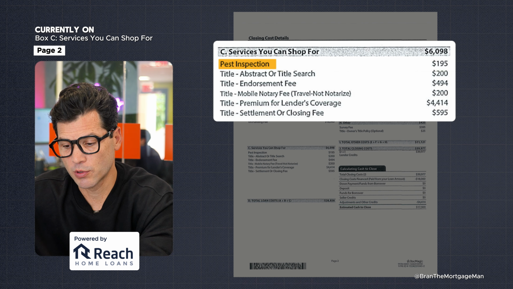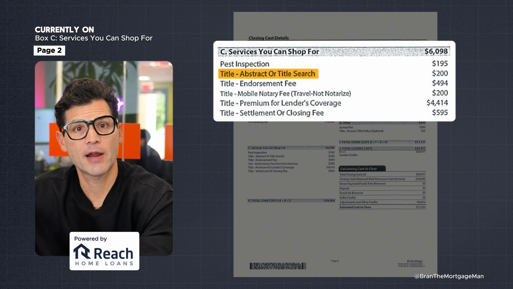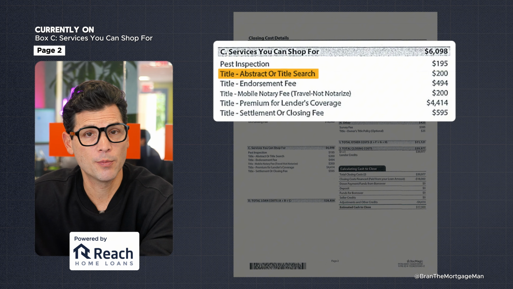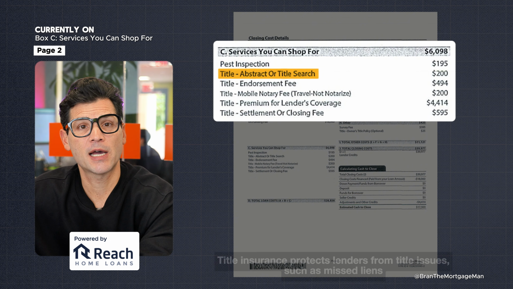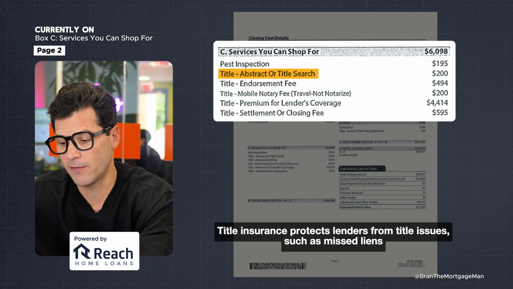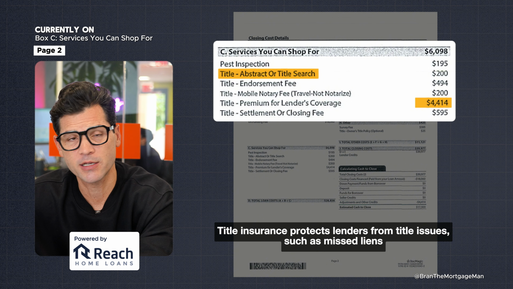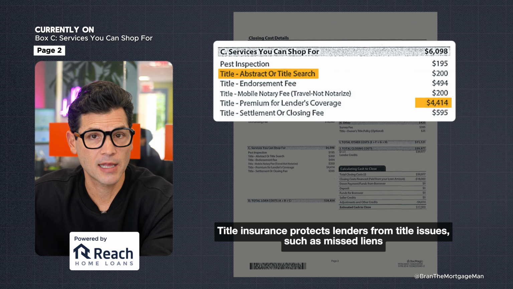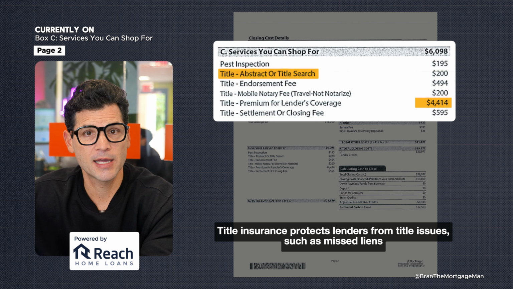This is also where your title-related fees are. You're going to be required to carry title insurance on your property when you purchase a property using a mortgage. Title insurance is going to protect the lender, in this case, the lender title policy, right? $4,414. You can see it there. It's the fifth item down in this box. Lender title policy is going to protect the lender from any sort of encumbrances on title that may arise.